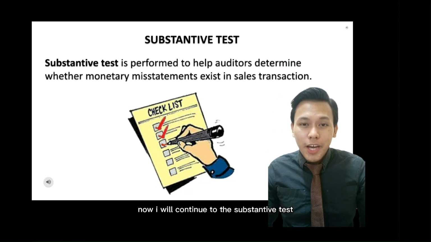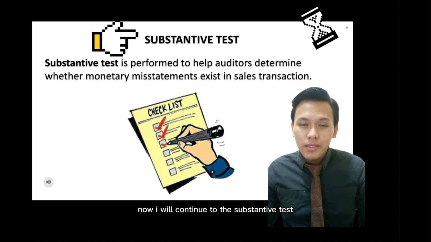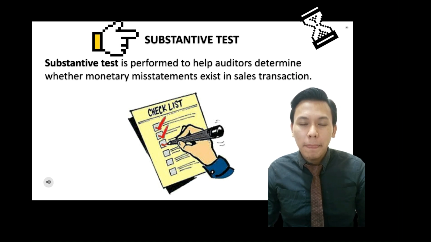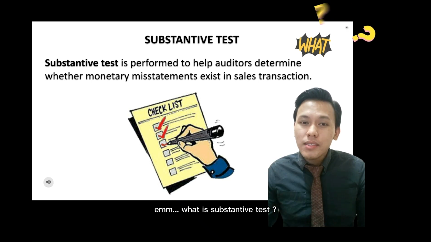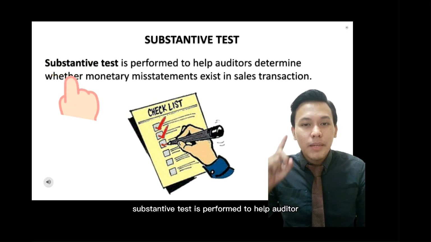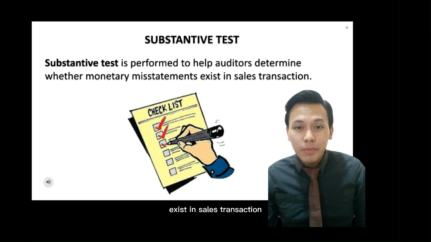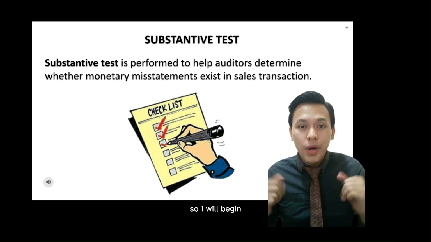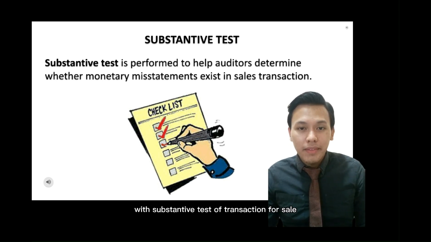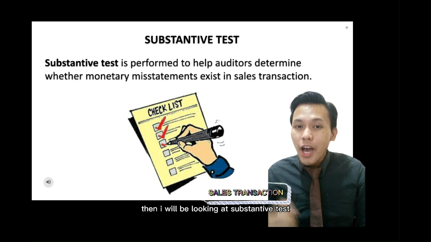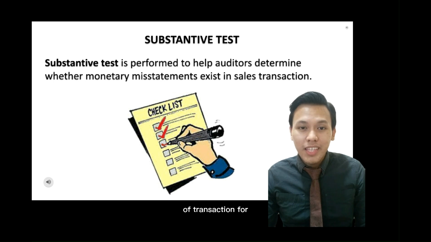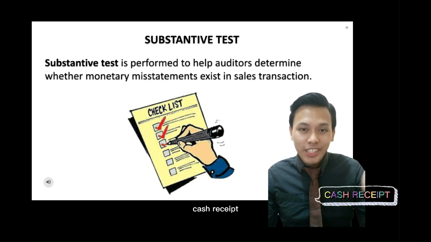Hi! Now I will continue to the substantive test. Firstly, what is a substantive test? A substantive test is performed to help the auditor determine whether monetary misstatement exists in sales transactions. So, I will begin with the substantive test of transactions for sales. Then, I will be looking at the substantive test of transactions for cash receipts.